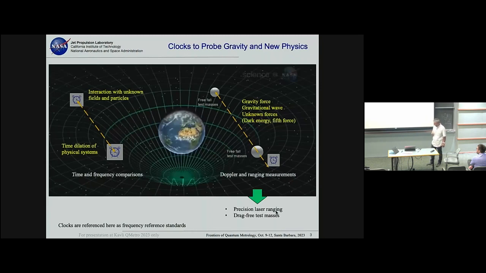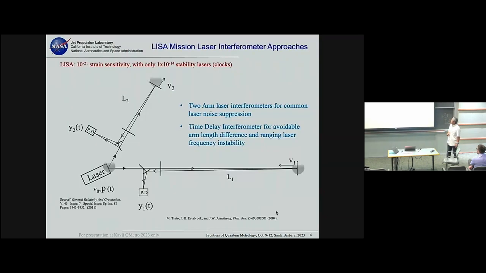For gravity measurement, there are two prerequisites. One is that you need precision laser ranging to do the distance measurement, and two is a drag-free test mass. Now LIGO has already detected the gravitational wave, and LISA is on the way, and we don't have clocks or lasers at 10⁻⁹, yet we will be able to do that. So why?